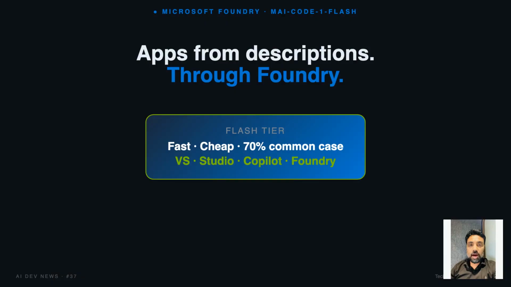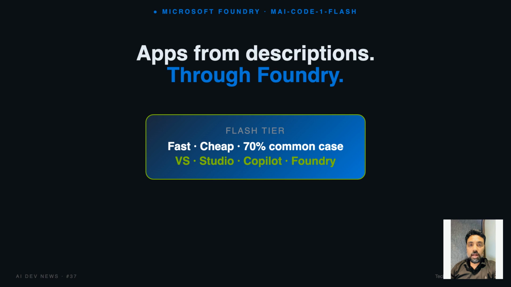Okay, builders, Microsoft just shipped a code generation model that you should know about. It's called MAI-Code-1-Flash, and it's Microsoft's first dedicated code model designed to take plain English descriptions and spit out working source code for applications and websites. Available through Microsoft Foundry today.